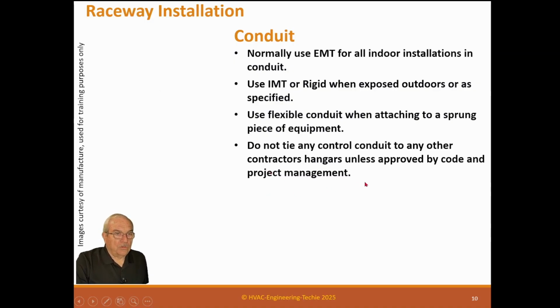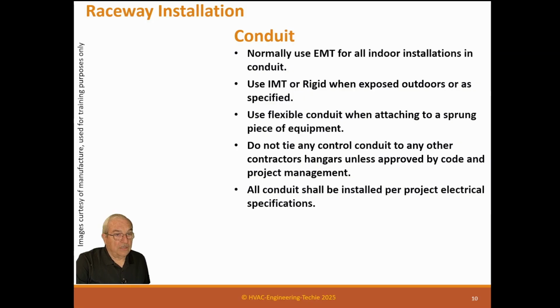Do not tie any control conduit to any other contractor's hangers unless approved by code and project management. That's actually a code requirement, but it also makes practical sense, because a contractor is responsible for his hanger system, and it may have a weight restriction. So if you start hanging stuff on somebody else's hanger, you may exceed their weight restriction, or it may have other problems, and it is definitely a code problem, so don't do that. All conduit shall be installed per project electrical specifications. Even if you're not bound to the electrical side of the contract, doesn't matter. You still have to follow that spec for conduit.